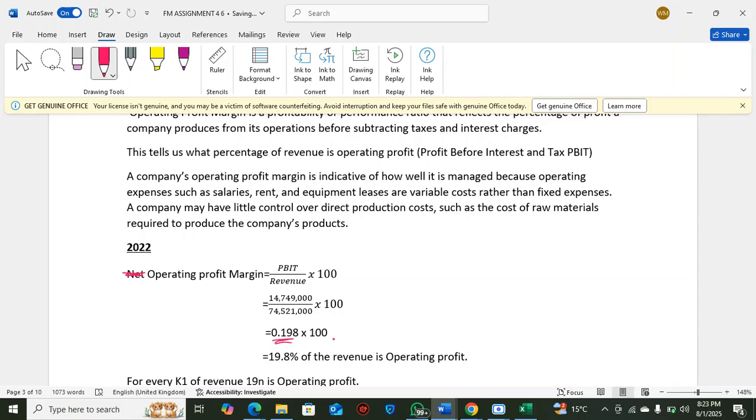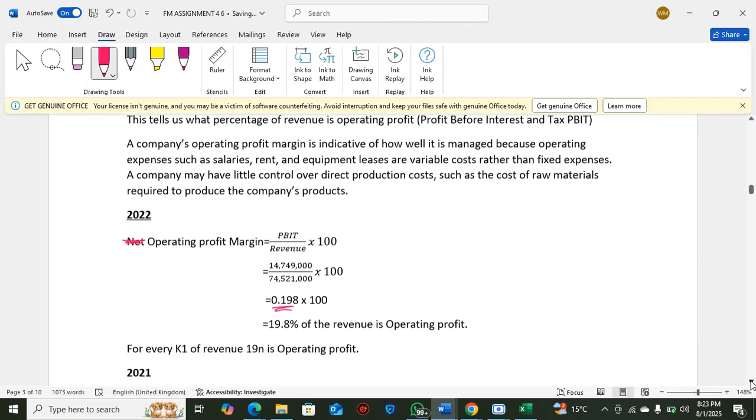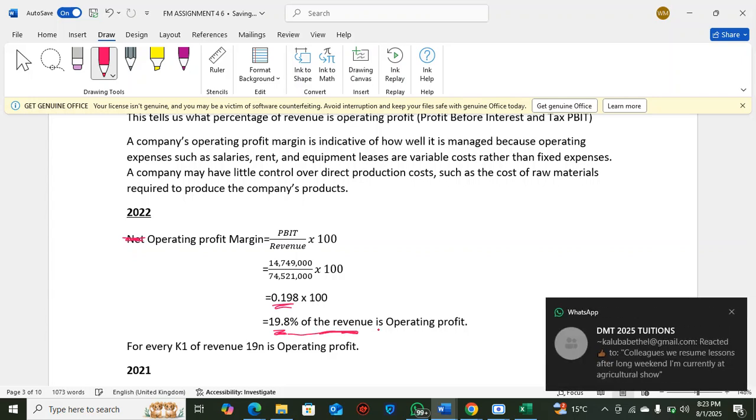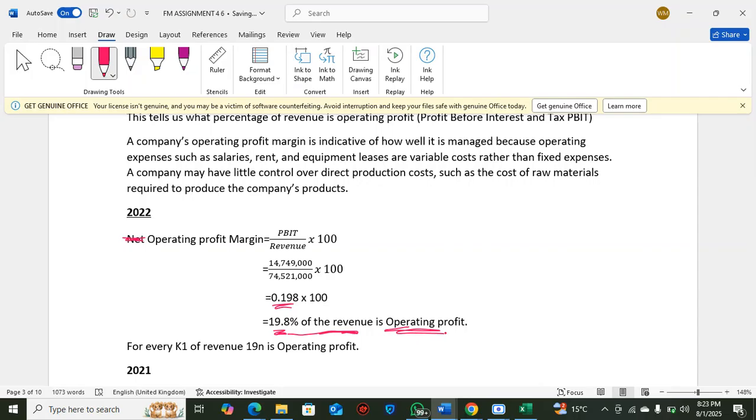Okay. If in percentage form, convert this into a percentage, this is 19.8%. So in percentage form, we can say 19.8% of the sales revenue is operating profit. Any questions before we go to 2021?